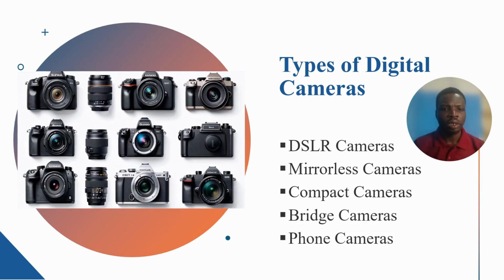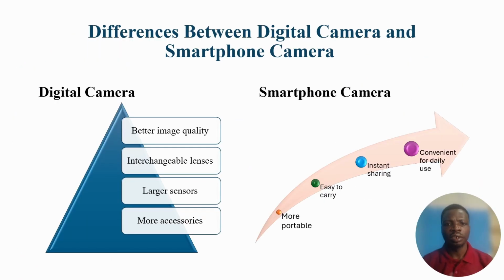Okay, now the differences between the digital camera and the smart camera. What are the differences between the digital camera and the smart camera? Now with the digital camera, we say they have a better image quality. Like I said earlier, they have a better quality image when you snap them.